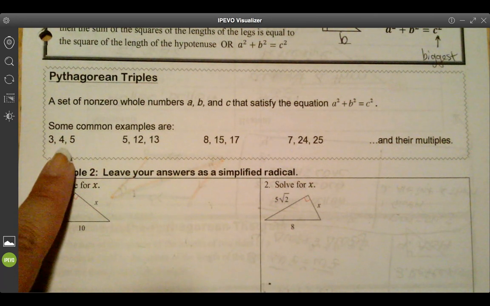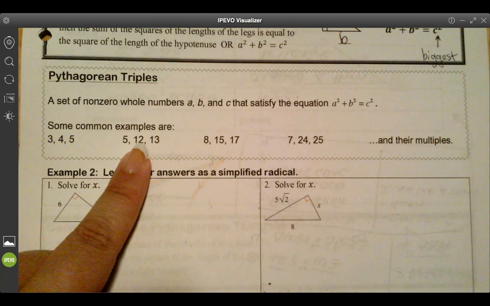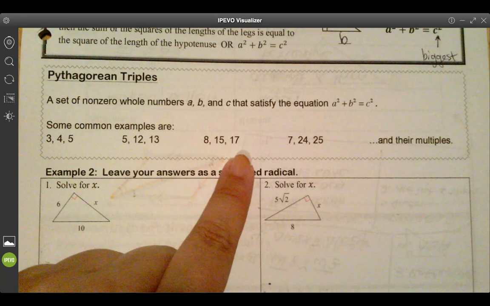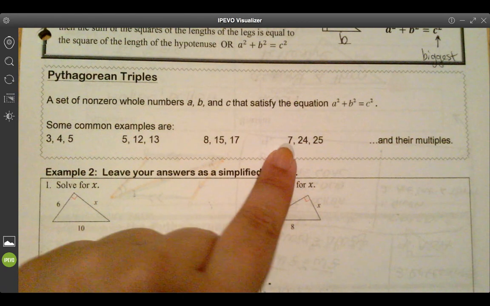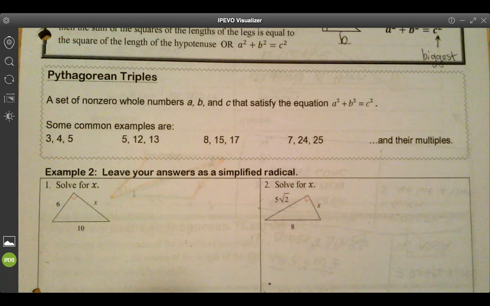So 3, 4, 5 says 3 squared plus 4 squared equals 5 squared. 5 squared plus 12 squared equals 13 squared. 8 squared plus 15 squared equals 17 squared. 7 squared plus 24 squared equals 25 squared. You can verify those, but I promise you they work.